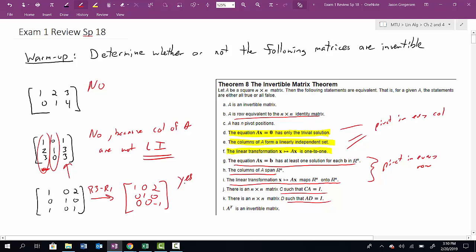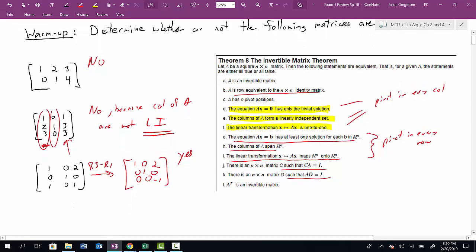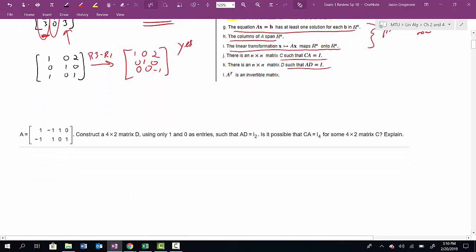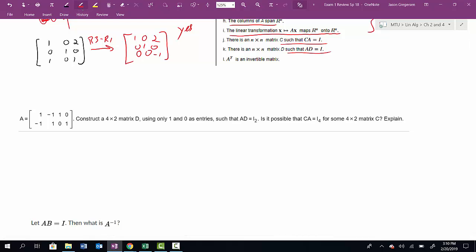All right, any questions from the warm-up? All right, cruising right along then. So I got some questions from the homework, so I just wanted to go through a couple of these real quick and talk my way through them.